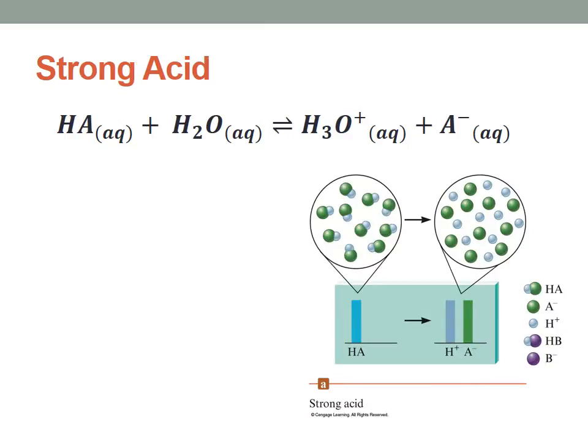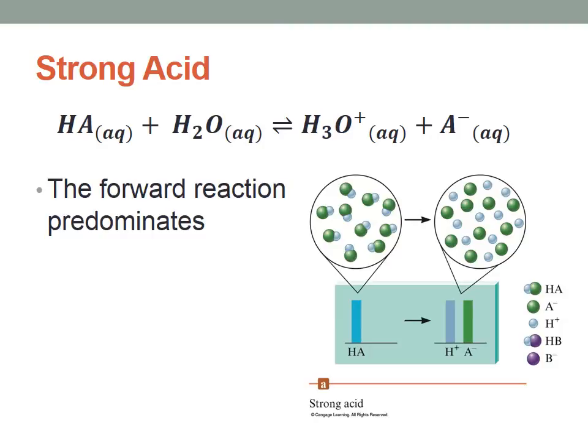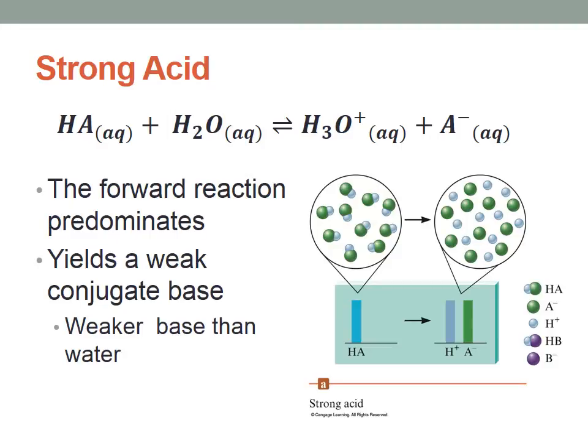So our strong acids. Initially, look at how many of the strong acids we have. We have approximately 10 molecules of that strong acid. Now at the end, they completely dissociate because we don't have any of them left. All we have is our H plus and our A minus. So we have our proton and our conjugate base. That means the acid is completely dissociated. So the forward reaction predominates. And this will yield a weak conjugate base. What that means is the base is weaker than water.